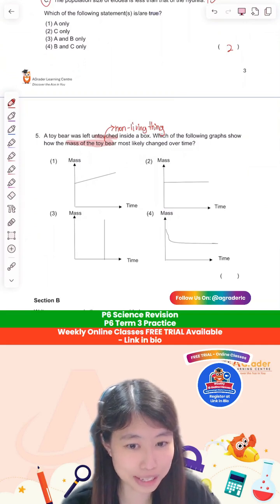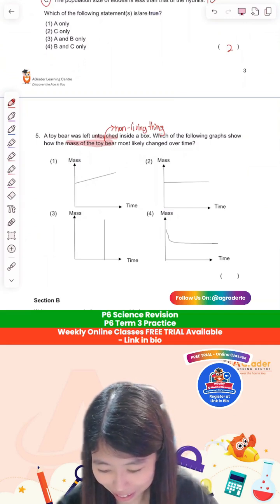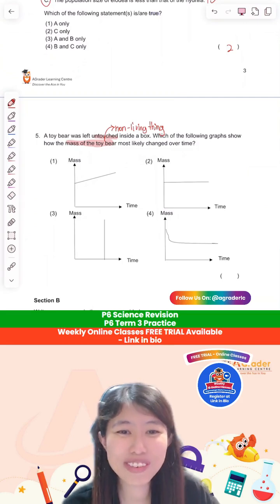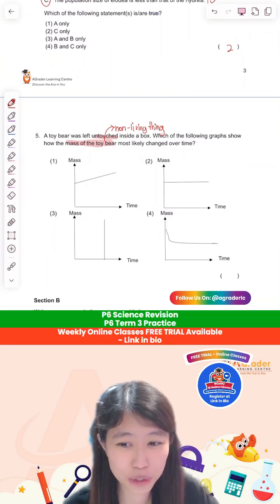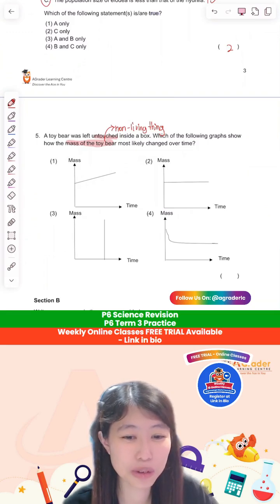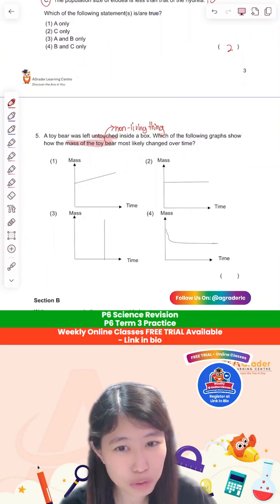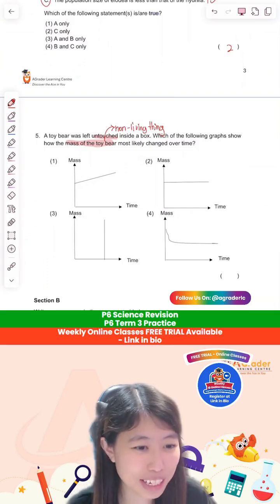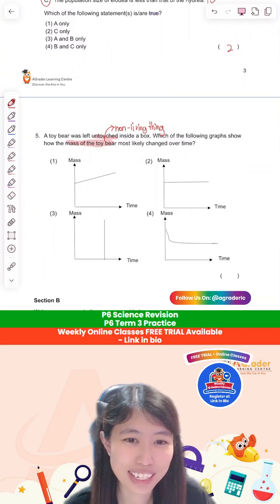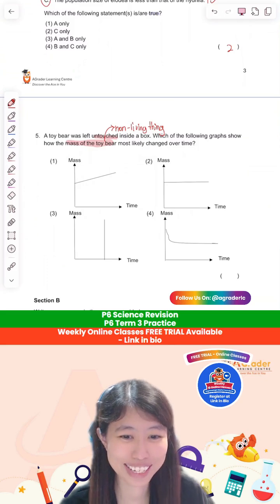Who says yes? No, if it's a non-living thing, the mass shouldn't change. So it is supposed to remain the same. All right, so what's your answer? I see some of you sending in the answers already. What is the answer for question 5? Which one shows me that it stays the same?